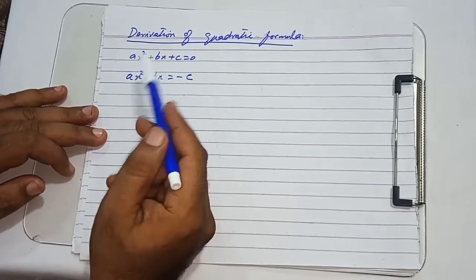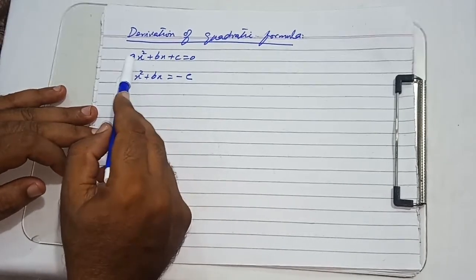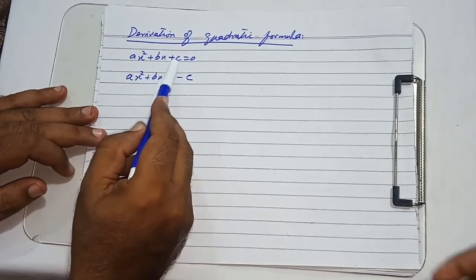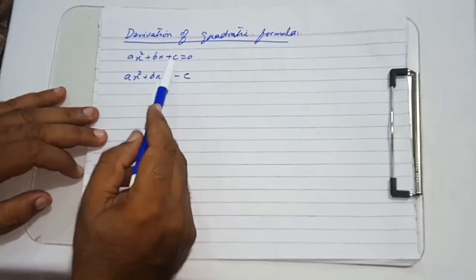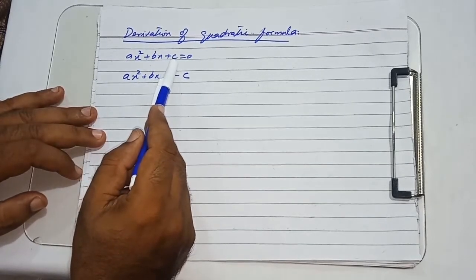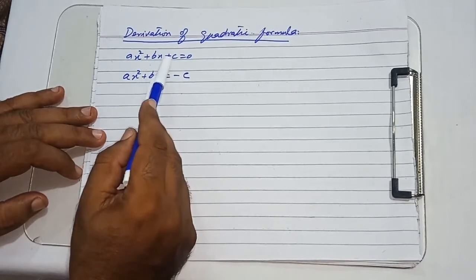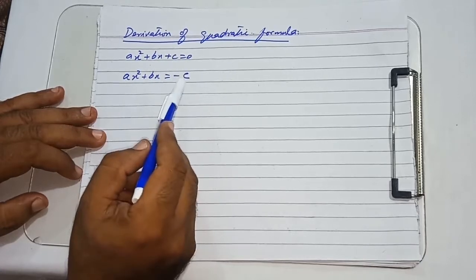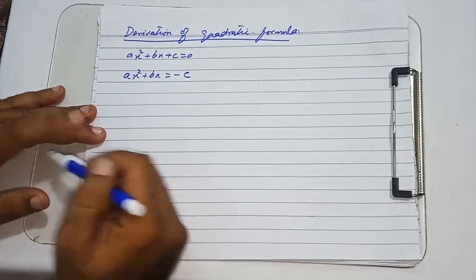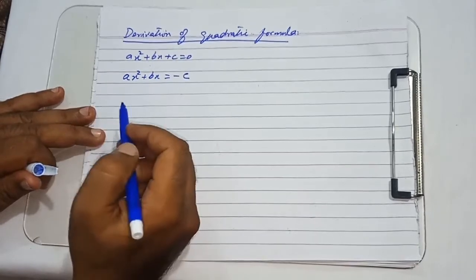Derivation of quadratic formula. Students, write the standard form of the quadratic equation, and that is ax square plus bx plus c is equal to 0, and you have to apply the completing square method as was explained by me to you in the previous lecture. First of all, you have to transfer this plus c to the other side and it will become minus, and the leftover is ax square plus bx is equal to minus c.